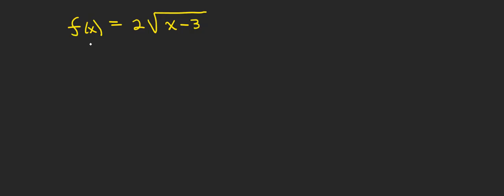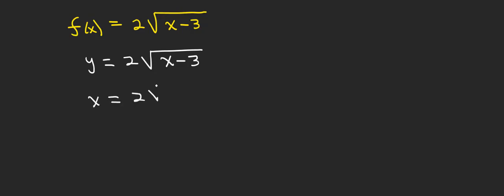Let's go ahead and find the inverse of f of x. First, why don't you graph it and see if it passes the horizontal line test. And you will notice that it does. So in order to find the inverse, let's write it as y equals 2 radical quantity x minus 3. So what we're going to do is interchange x and y, and we're going to solve for y.